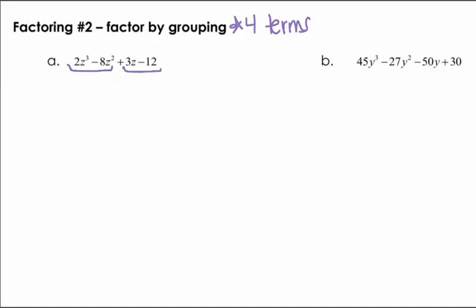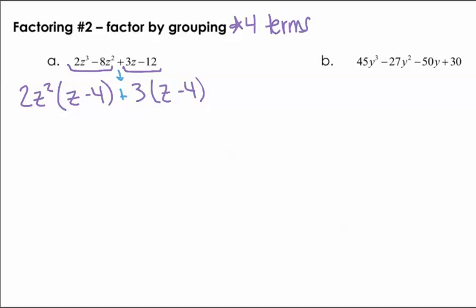So 2z cubed minus 8z squared. What they have in common is a 2z squared. And then I would be left with z minus 4. Then you always take whatever sign is right here, and that's going to be the same sign. And then I have to look between the 3z minus 12 and see what they have in common. And that would be a 3. And when I factor that out, I'm left with z minus 4.